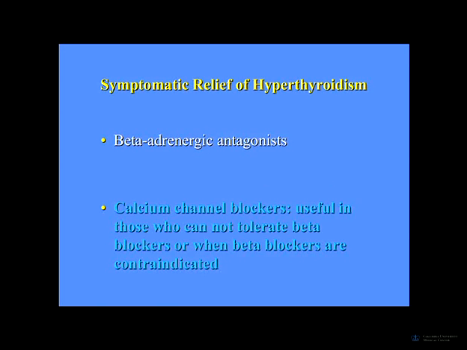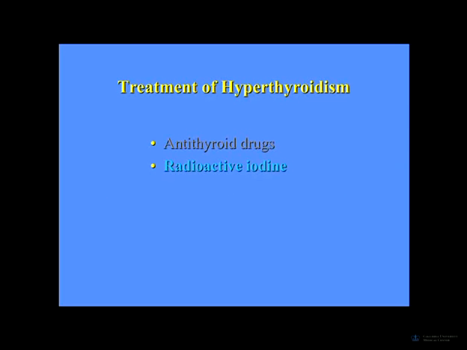Calcium channel blockers are used in those patients who can't tolerate beta blockers or when beta blockers are contraindicated, such as patients with reversible obstructive airway disease or asthma. Radioactive iodine. Antithyroid drugs are really good as long as patients take them, but the remission rate is only in the 40 to 50% range. Radioactive iodine: 75 to 80% of patients in the United States will end up taking radioactive iodine. The Europeans and the Asians don't use radioactive iodine as much as we do. They tend to use long-term thioureas or thyroidectomy.